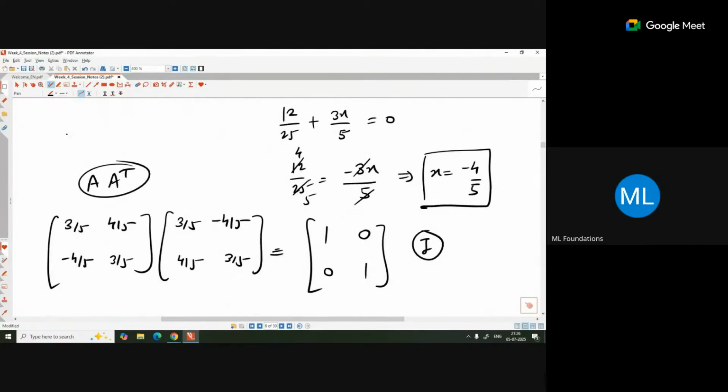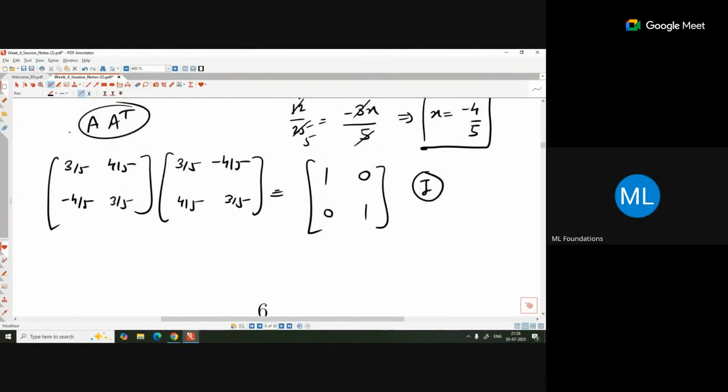One more property of this is that the norm of all the column vectors should be equal to 1. Correct, because you can check, these are squares of this, and you take the square root of it.